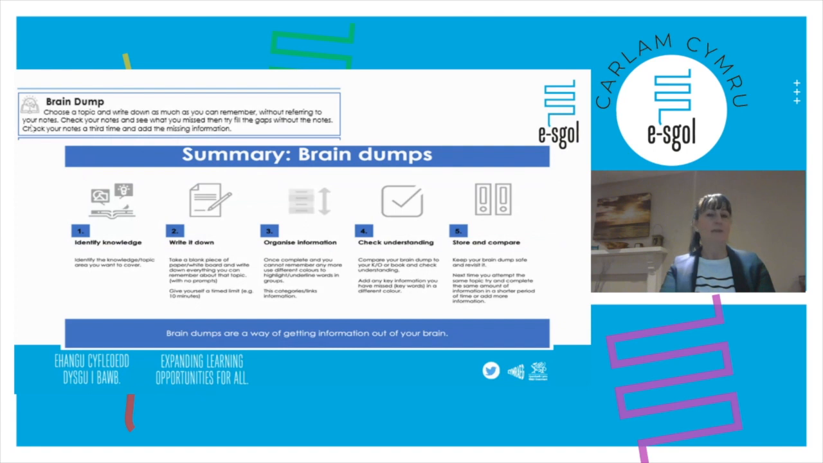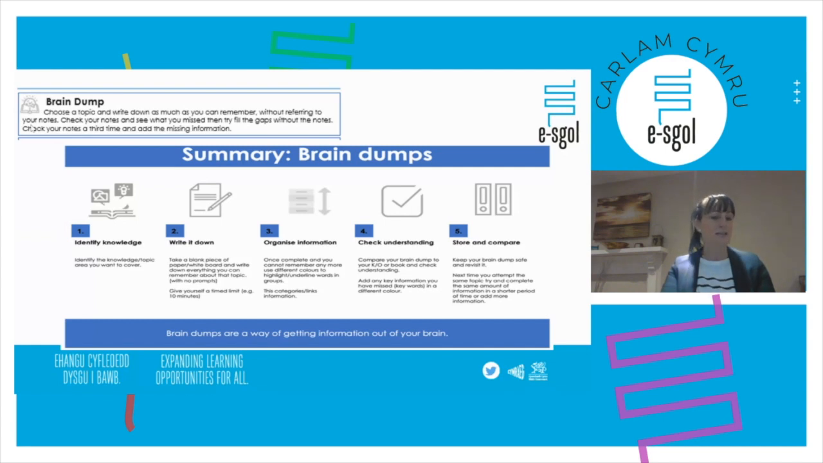Brain dump is another really good way of checking that you know things, your understanding. So basically you just choose any topic and you write down as much as you can remember without referring to your notes. Then you check your notes, you see what you've missed out on, and you then go back and you try and fill the gaps again without the notes. And then once you've done that, check your notes a third time and then add in the information that's really sticking, that you can't get.